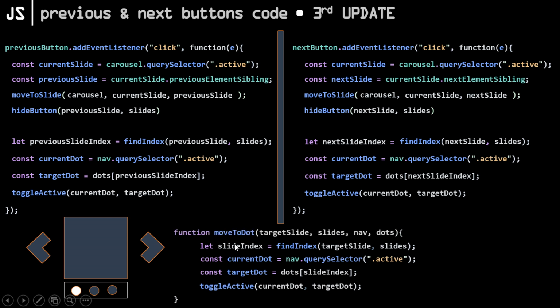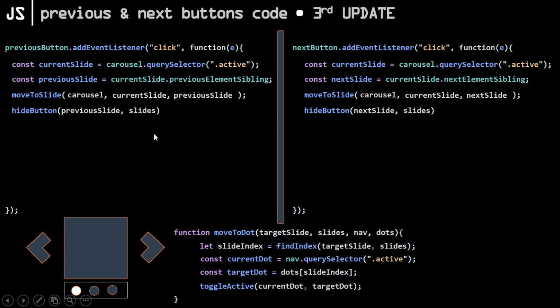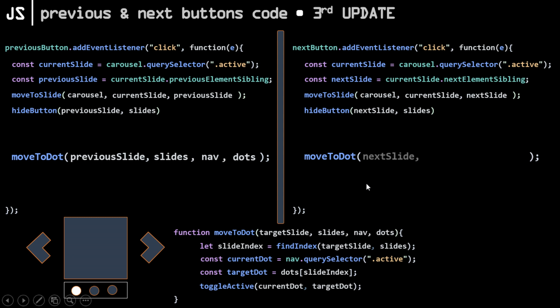I put this inside a function called move to dot, which takes in the target slide, the slides, the navigation, and the dots. So for here, I will simply say move to dot. The target slide is the previous slide, the slides, the navigation, and the dots. And here, I will simply say move to dot. The target slide is the next slide, the slides, the navigation, and the dots. And this way, our carousel code is completed.